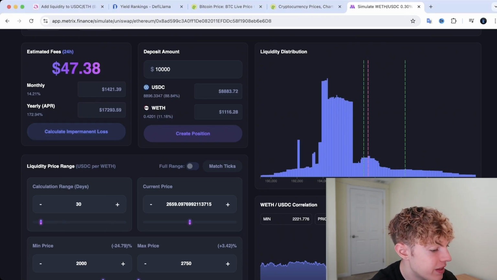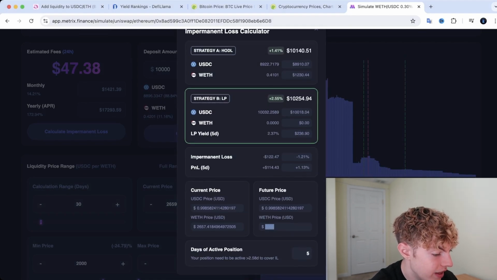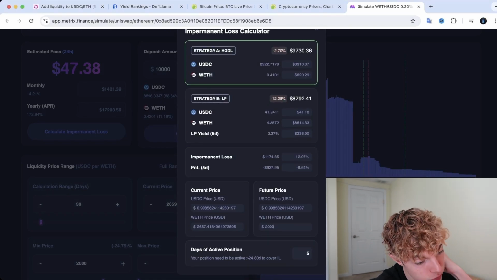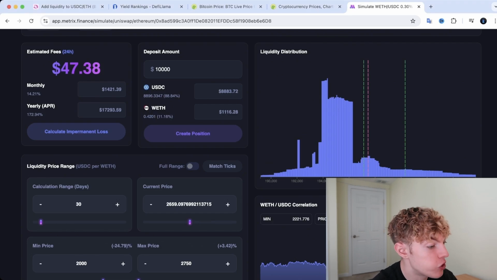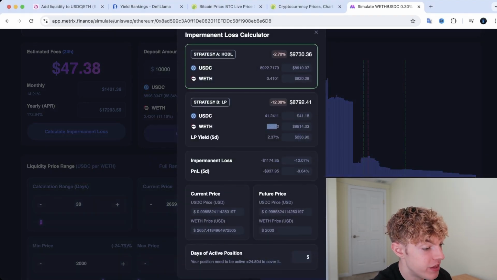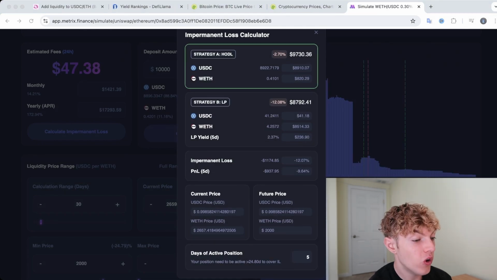Well, what happens if Ethereum were to go down to 2,000 here? Well, look, we'd have a negative 12% loss. I'd have roughly $8,792 from that investment, but I will not just have this almost $9,000. I will also have 4.257 Ethereum, which, keep in mind, our starting Ethereum would be 0.42, so we'd be going up in the amount of Ethereum we have because this USDC is being used to buy Ethereum, which ultimately means that we'd be dollar cost averaging into Ethereum.